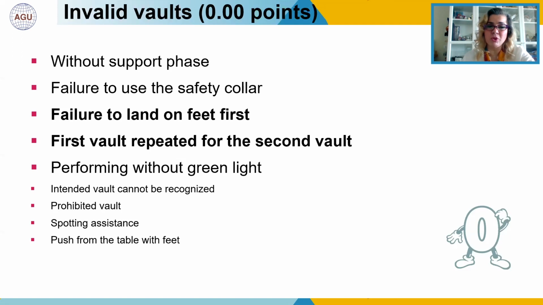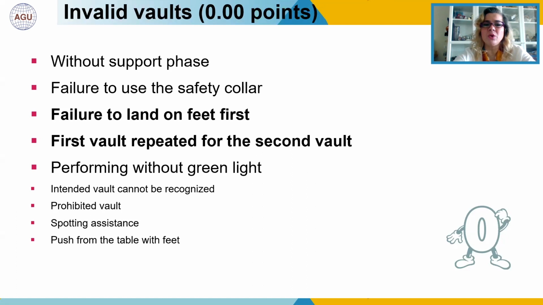Also, failure to land on feet first. I have it here in bold because mostly we can face this kind of situation. So we have to be very careful to pay attention to the first contact of the gymnast. Also, if the first volt is repeated for the second volt, it means it's 0, as I said before. So we just take the score of the first volt and we divide it by 2 to reach the final score. But in this case, the repeated volt will receive 0.